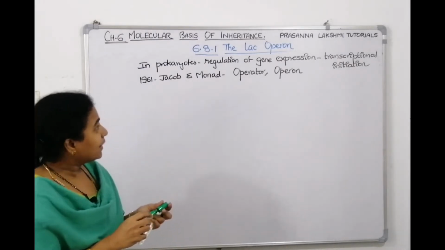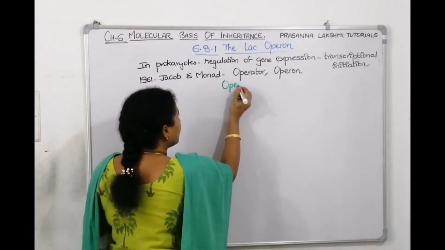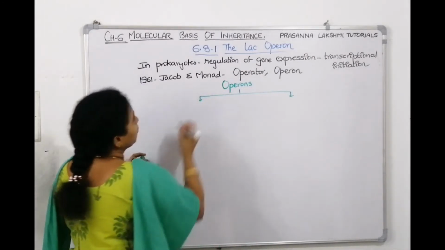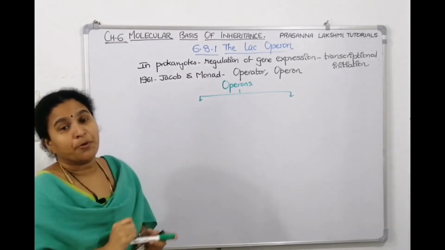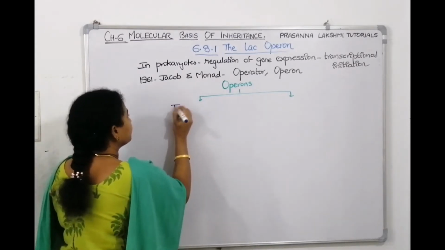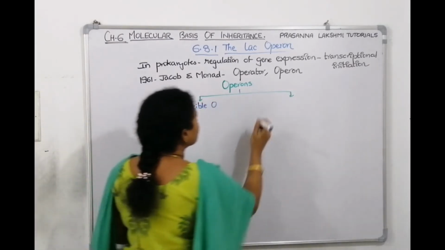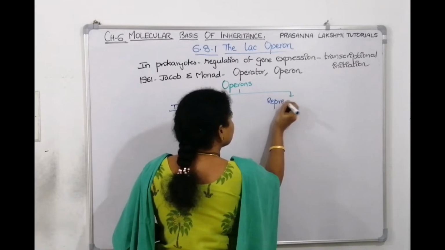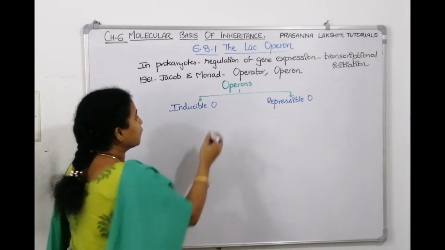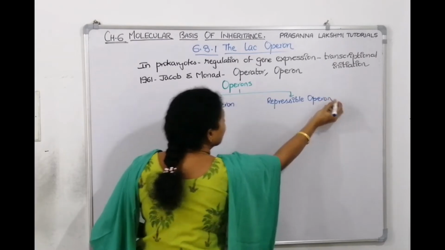So here we will take Lac Operon as an example. When we talk about operons, basically you can classify them into two types. One is called inducible operon. The second one is called repressible operon. What's the first type? Inducible operon. And what's the second type? Repressible operon. Okay, children, there are two types of operons. Inducible operon is the first type and repressible operon is the second type.